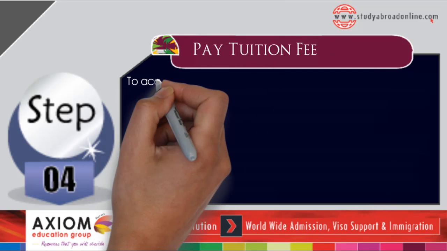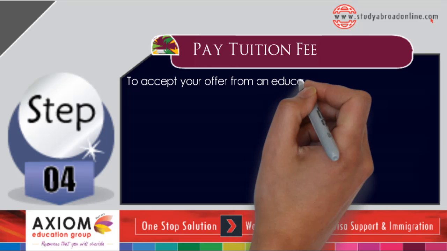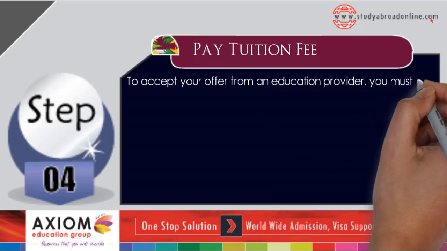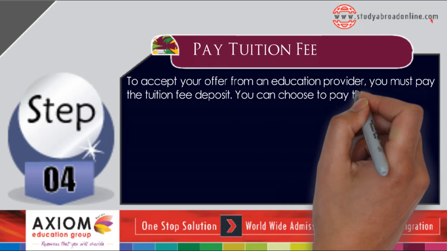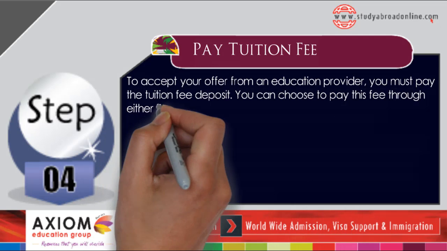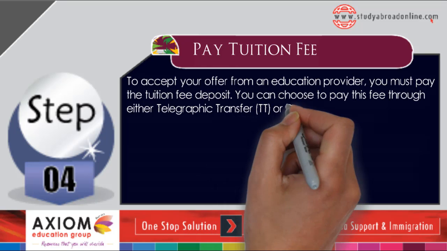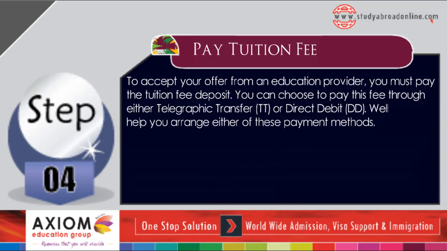To accept your offer from an education provider, you must pay the tuition fee deposit. You can choose to pay this fee through either telegraphic transfer (TT) or direct debit (DD). We'll help you arrange either of these payment methods.